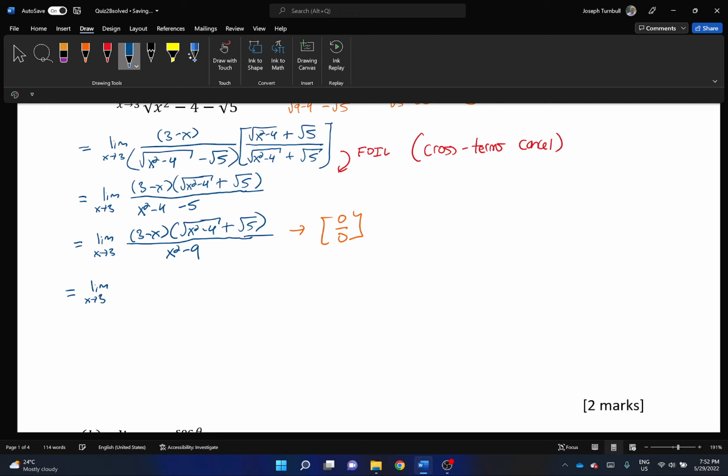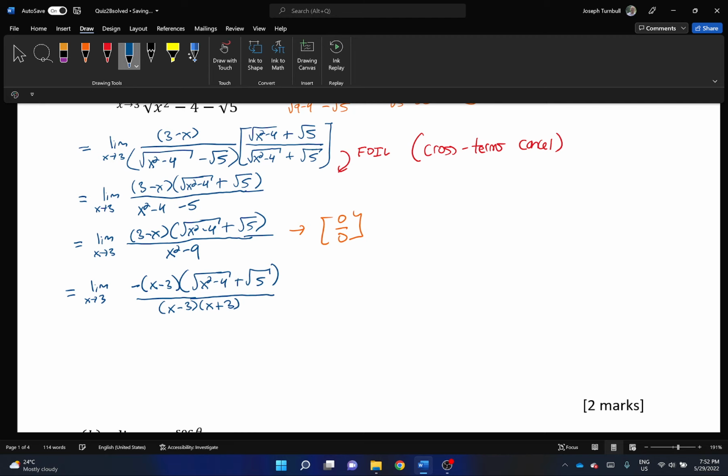First of those two steps is I'm going to factor a negative 1 out of the 3 minus x in anticipation of what's going to happen in the denominator. So I'm going to have a negative bracket x minus 3. Top term, square root of x squared minus 4 plus square root of 5. Bottom term, difference of squares, I'm going to factor it. X minus 3 times x plus 3.